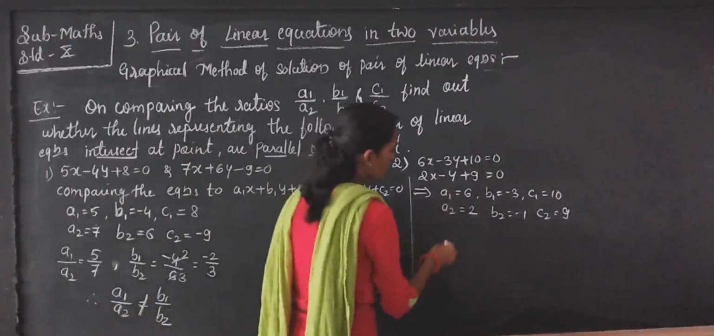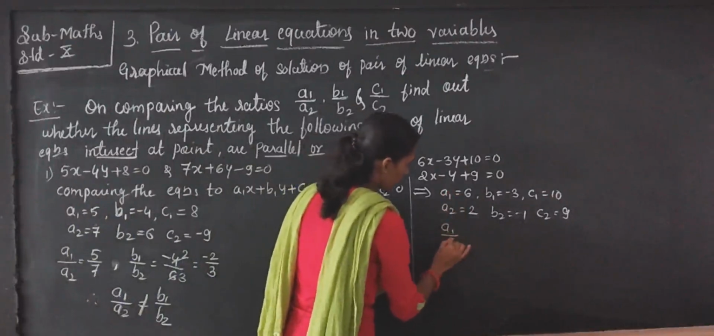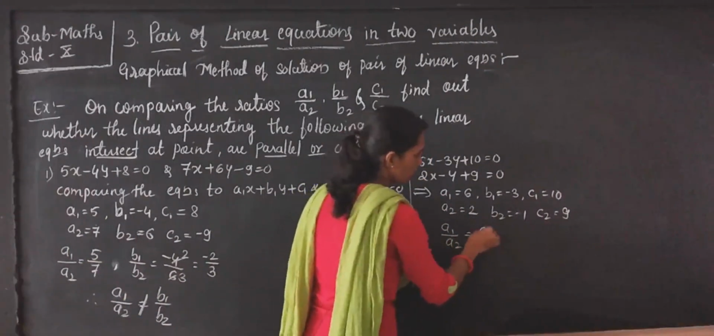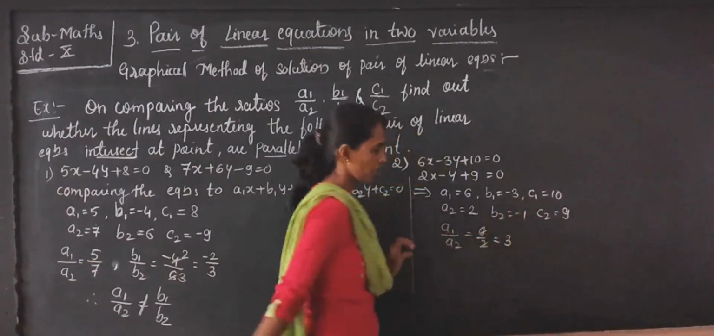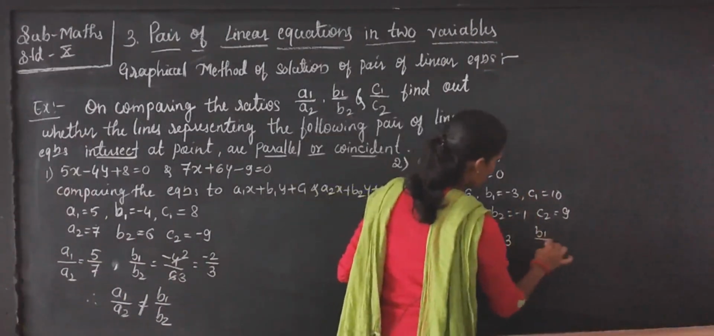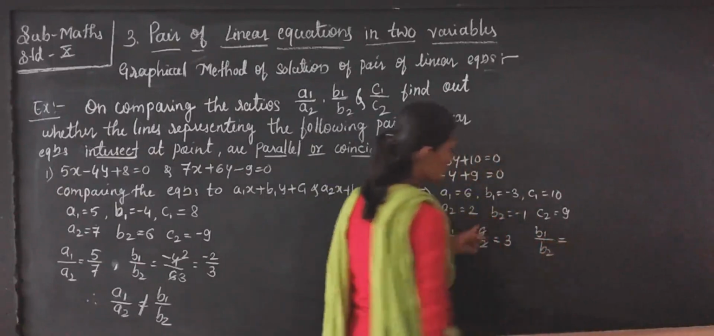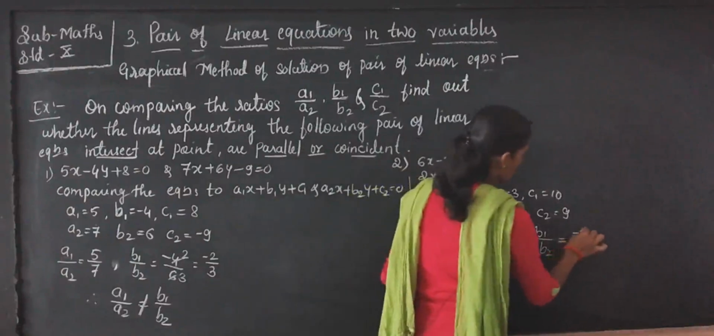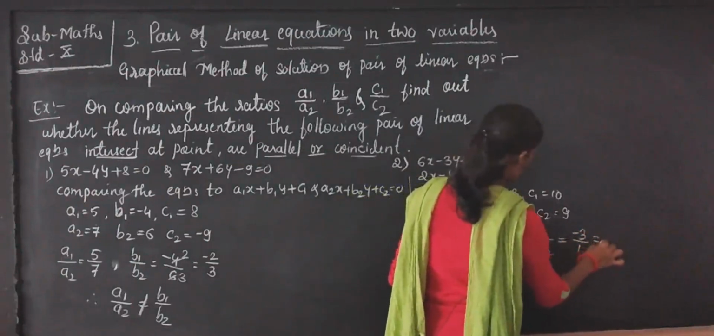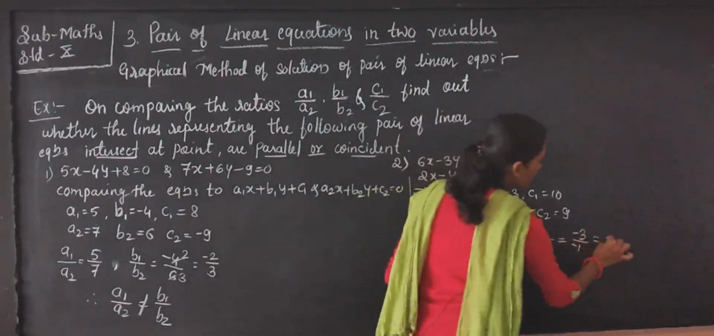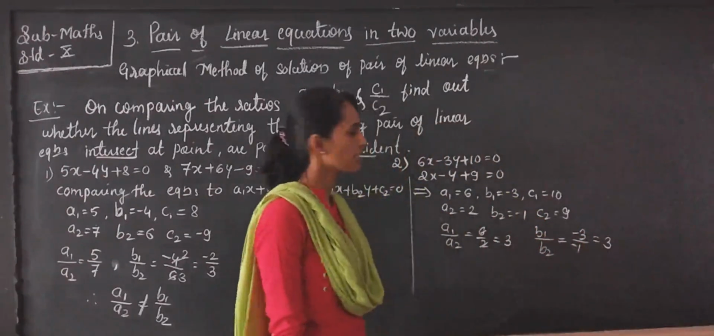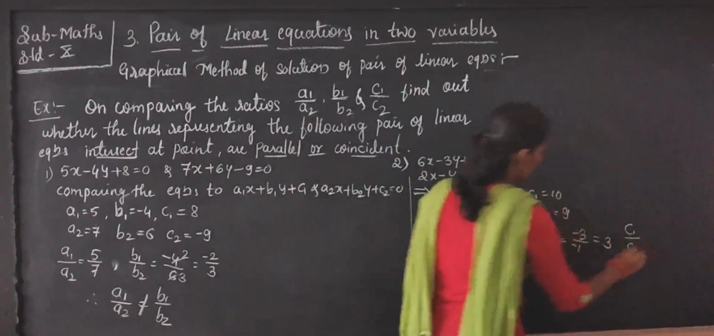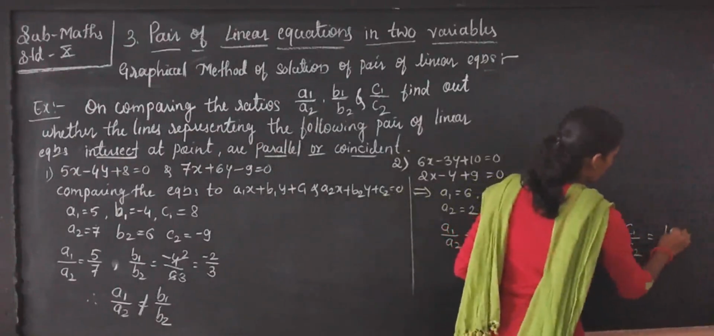So then check out A1 by A2. A1 by A2 will become 6 by 2. 6 by 2 means 2 1s are 2, 3s are 6, which gives us 3. So check out B1 by B2. B1 by B2 is equal to minus 3 by minus 1, which gives us 3 only. Minus minus will cancel, 3 ones are 3. So then C1 by C2, that will give us 10 by 9.